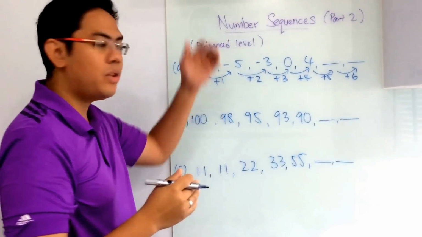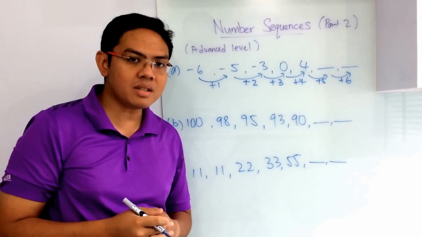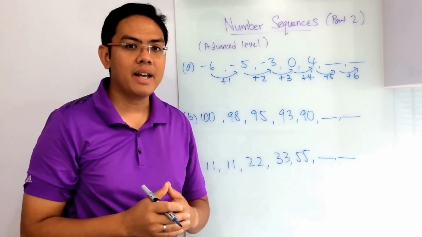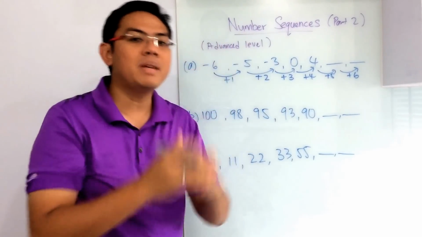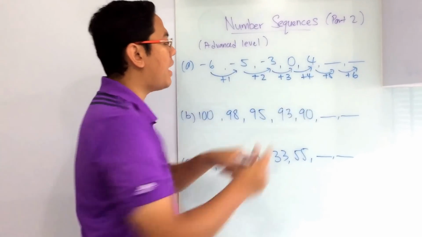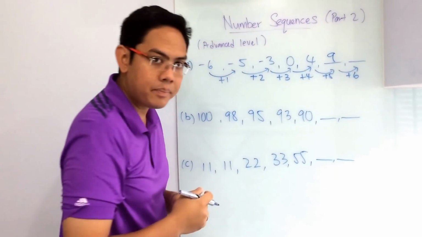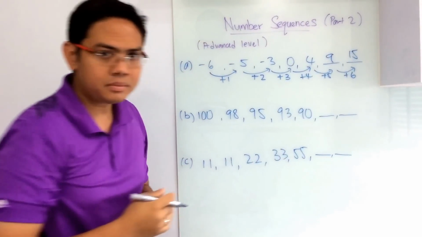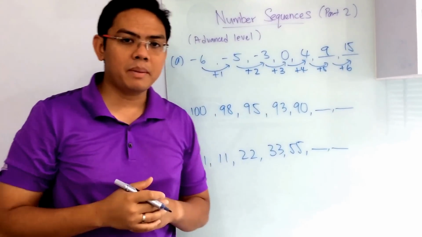So if you are dealing with this kind of question, you must see what the pattern is, rather than thinking in your head that there must be a constant value. So what is the 6th term? 4 plus 5 is 9. And 9 plus 6 is 15.